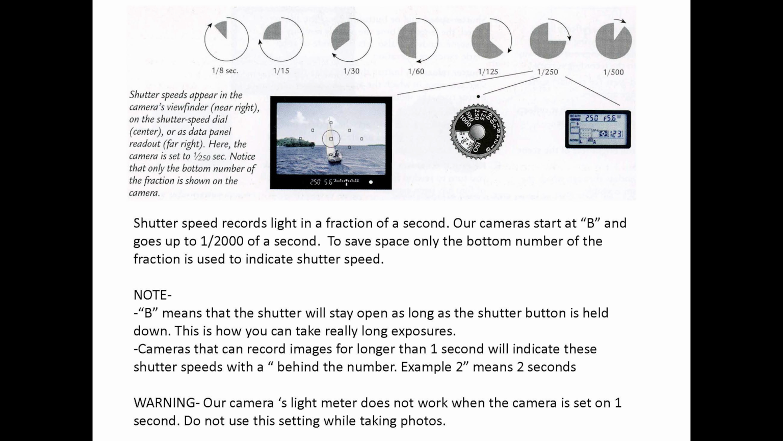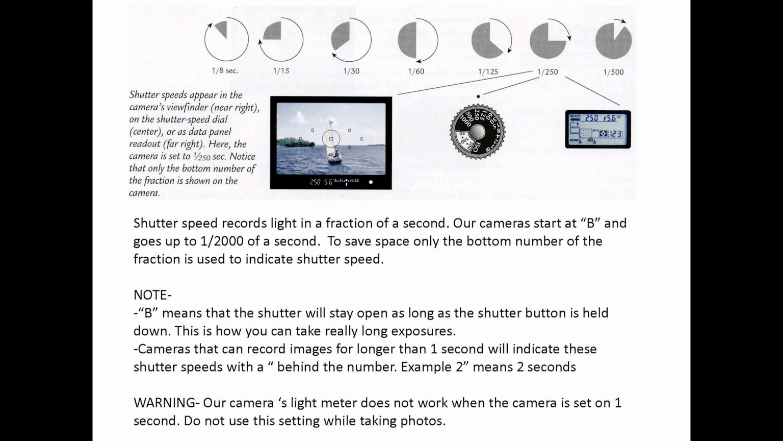In the example shown in this slide, the camera is set at 1/250th of a second. One of the things you'll notice is the difference between 250, 500, and 125. First thing I need to say is that a lot of times I will not say 1/125th of a second. I will just say 125, 250, 500. I'm assuming that you know that it's a fraction of a second.